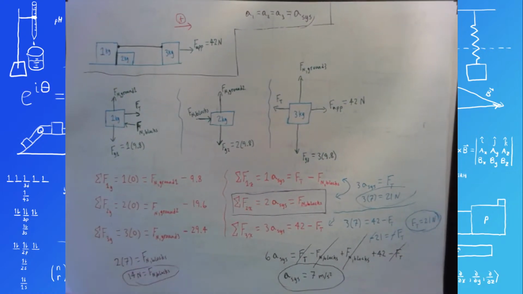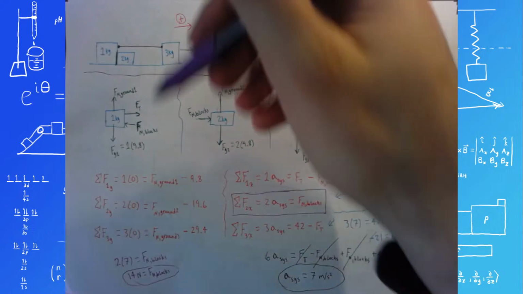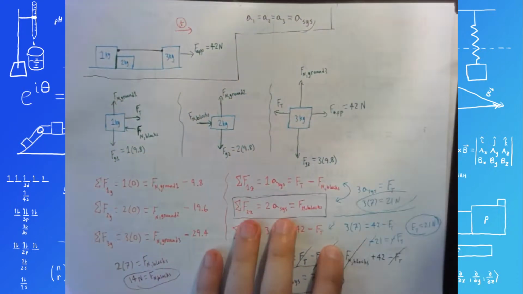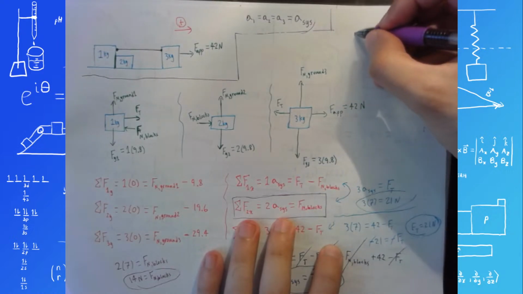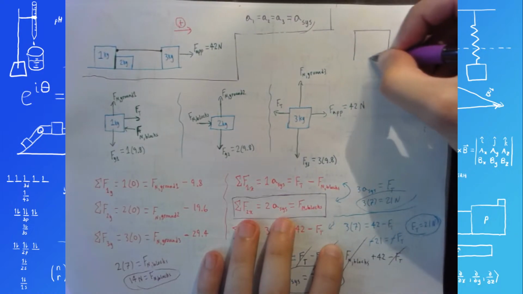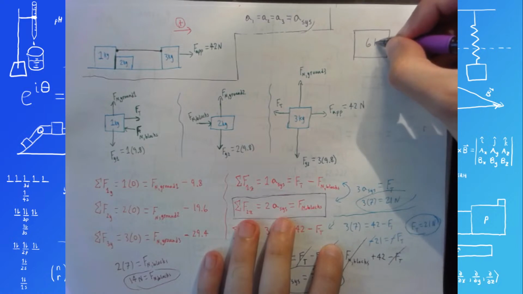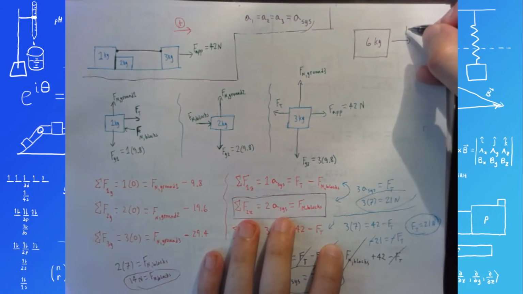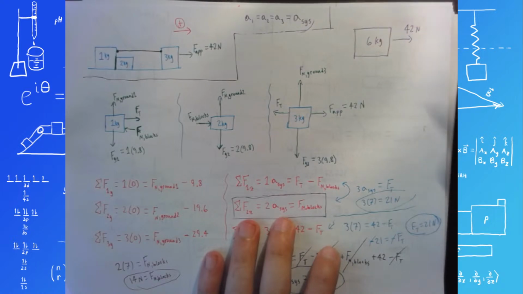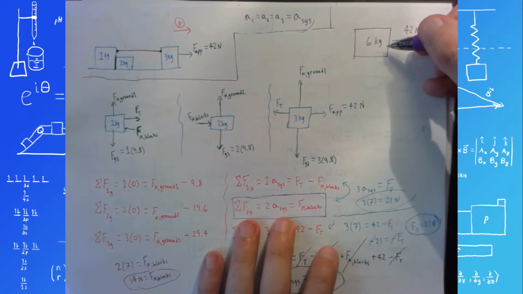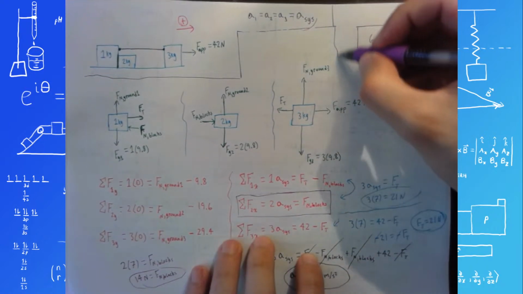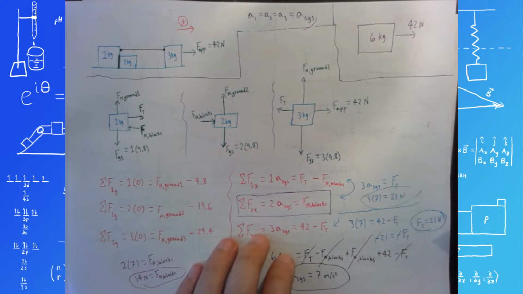What about over here? So we've got ourselves 42 newtons acting on a total of 6 kilograms. So if I were to redraw this, this is equivalent to a single 6 kilogram object being pulled to the right with a force of 42 newtons. If I did that, I would get the same acceleration, 7 meters per second squared. So I would get that same acceleration, and my internal forces disappear.